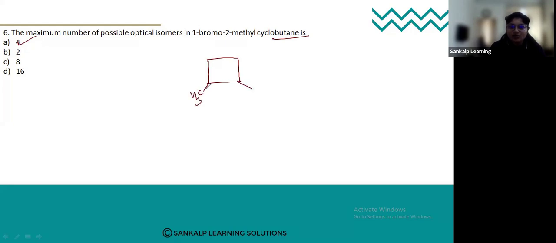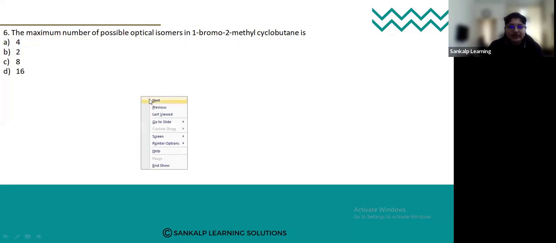So CH3. At position 1 you have bromo, and at position 2 you have a methyl group, on cyclobutane with carbons 1, 2, 3 and 4. So this is the compound. The maximum number of possible optical isomers in this compound should be 4. The answer should be option C, 4. Okay, fine. Let us go for the next one.